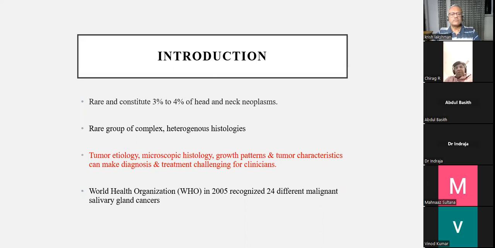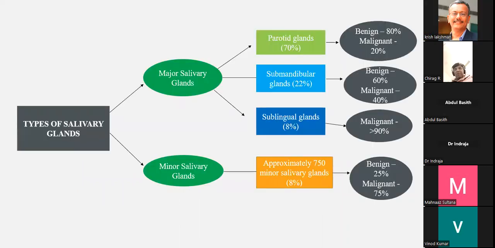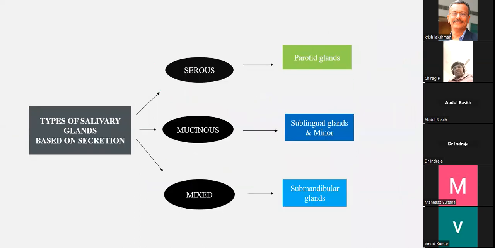World Health Organization recognized about 24 different types of malignant salivary gland cancers. Salivary glands can be divided into major and minor. The major includes parotid, submandibular, and sublingual glands, and minor salivary glands, approximately 750 glands, are distributed in the oral cavity. Based on their secretion, these can be divided into serous, mucinous, and mixed. Parotid gland secretes only serous secretion, sublingual and minor salivary glands secrete mucinous secretions, and submandibular gland secretes both serous and mucinous secretions.